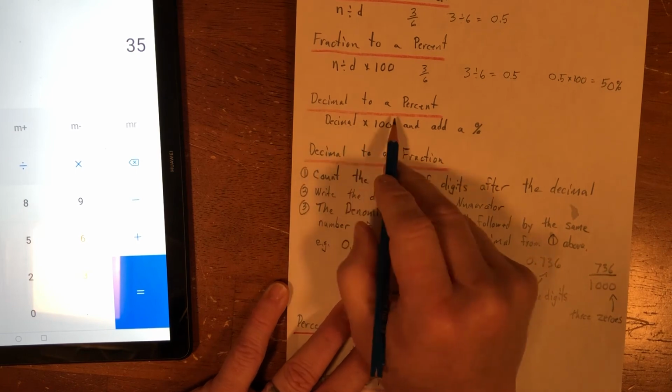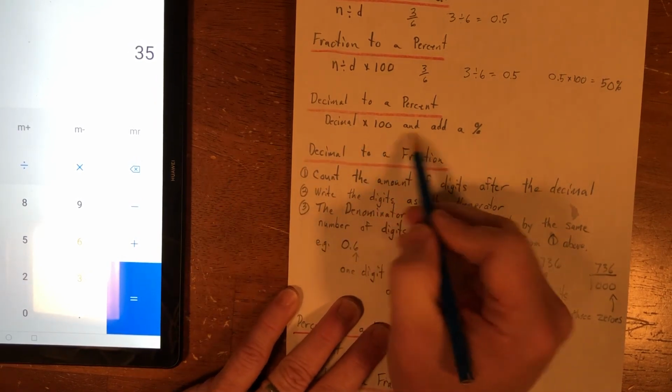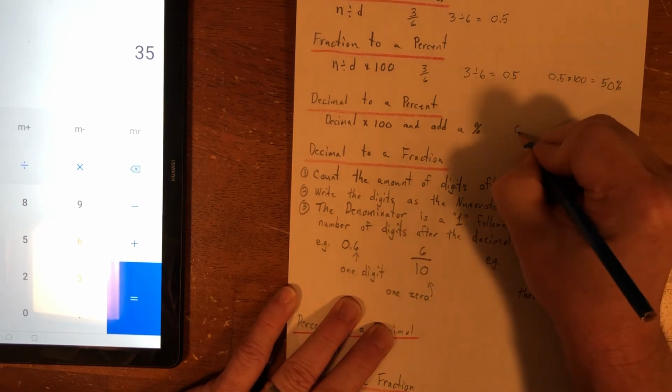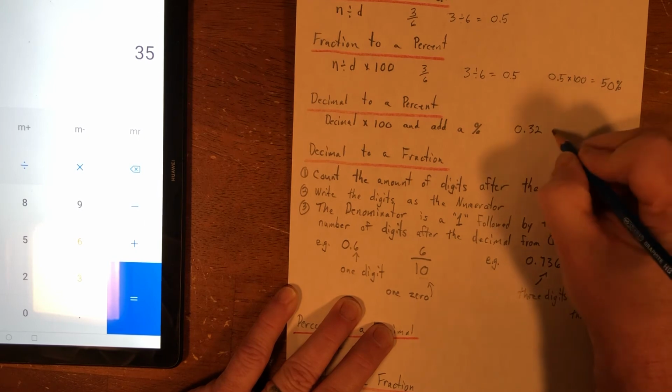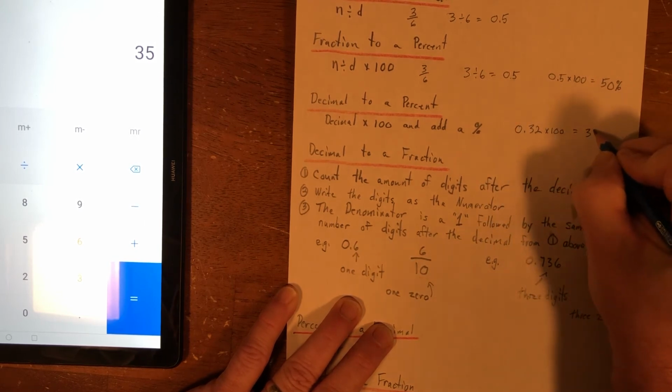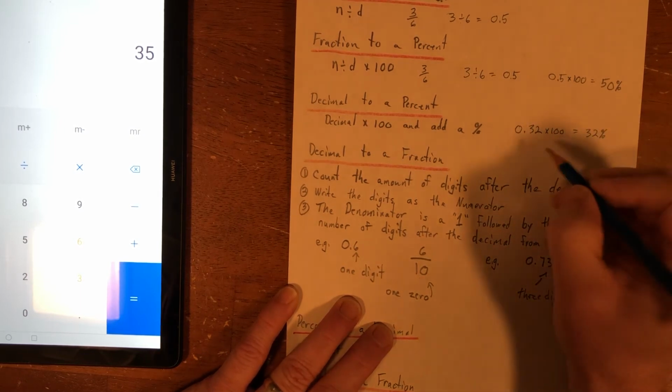To go from a decimal to a percent, we take our decimal and we just multiply it by 100 and add the percent sign. So a decimal of 0.32, we just multiply that by 100, would give us 32, and we put on our percent symbol. Okay.